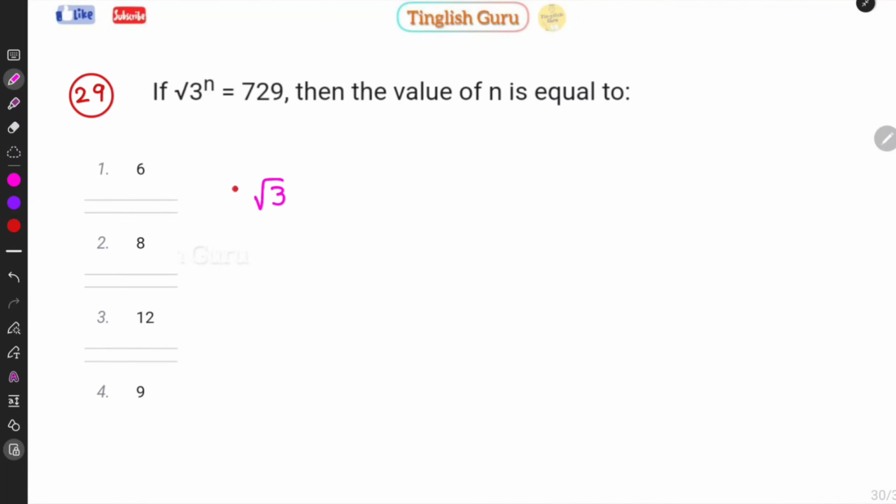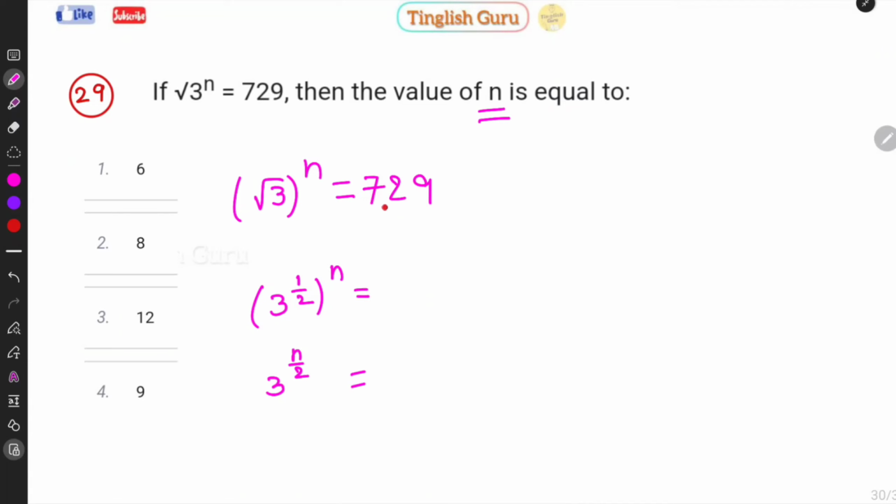square root of 3 whole power n is equal to 729 is the given value and we have to find the value of n. This is very simple. Square root of 3 is nothing but 3 power 1 by 2, whole power n. This is nothing but 3 power m into n, that is n by 2. So in the RHS, 729 means 9 cube. You should know the cube values at least up to 15 or 20 by heart.